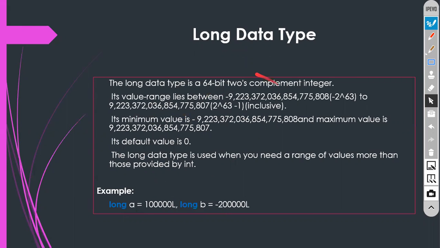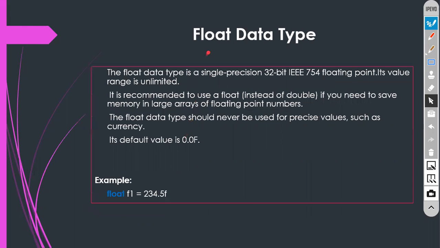One thing you need to understand: when you are declaring a long data type, you have to mention a capital L. Again, when you are declaring a float, you have to mention the small f, then it will understand that f1 is a float type variable. You must write this. This is very, very important. Long means capital L; float means f.